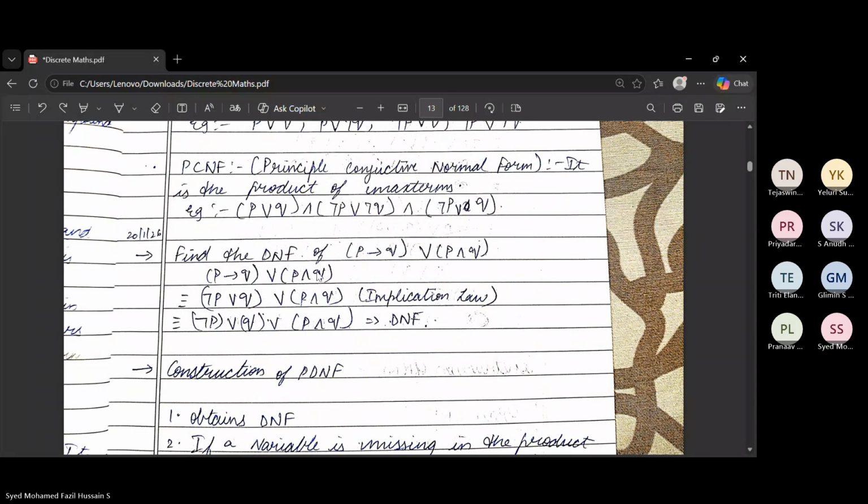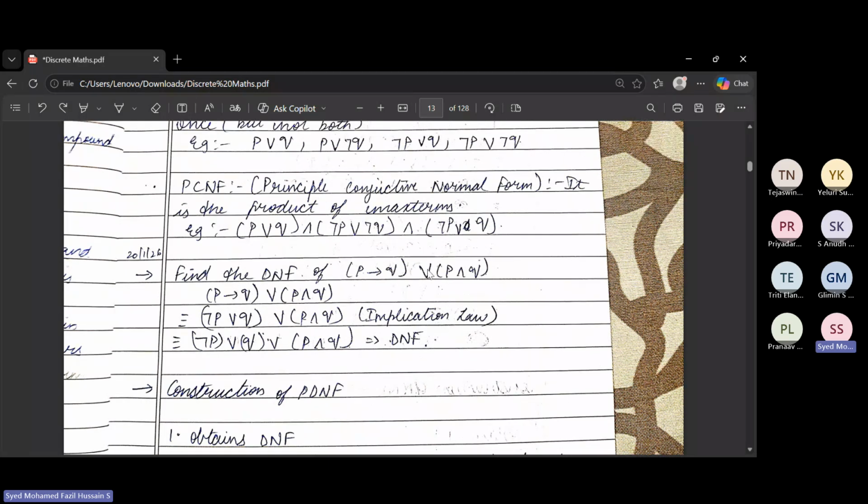So here we have to find the disjunctive normal form of this statement. Here, we have P then Q, or P and Q. Here P or Q is there, and we are just expanding this P then Q. If P then Q is expanded, it is not P or Q, where not P is an element and Q is an element, and then P and Q is an elementary product, right?